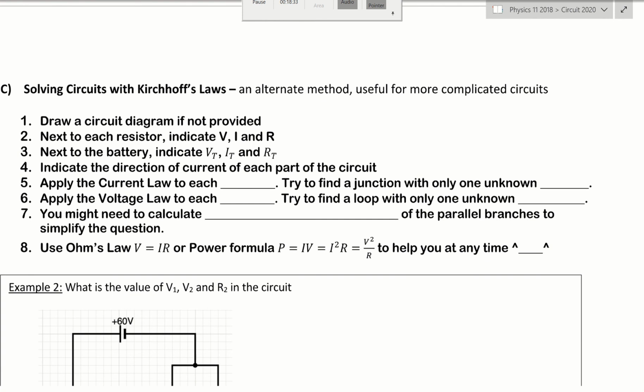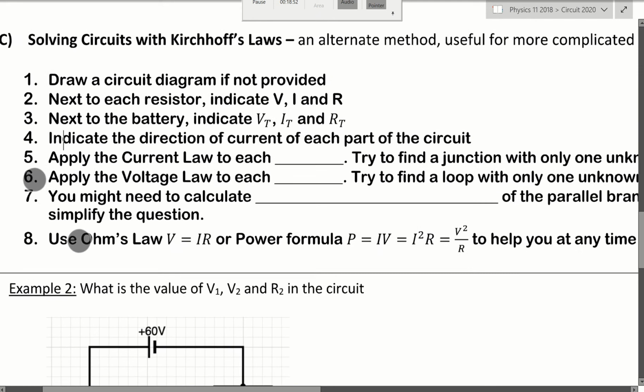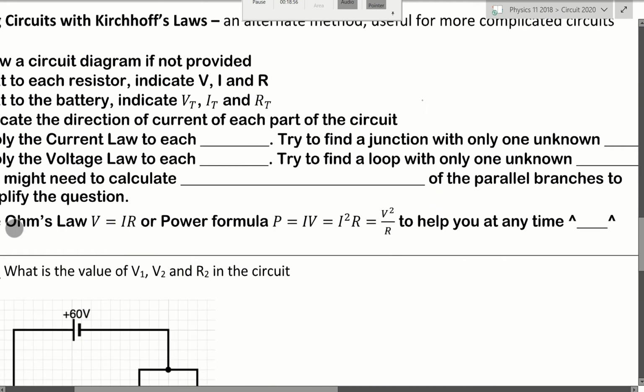Okay, so now if you're solving a question with Kirchhoff's law, here are some pointers. First of all, you draw a circuit diagram if one is not provided, which is the same as last time. And next to each resistor, indicate V, I, R, same as last time. Next to each battery, indicate V total, I total, R total, the same as last time. Indicate the direction of current.